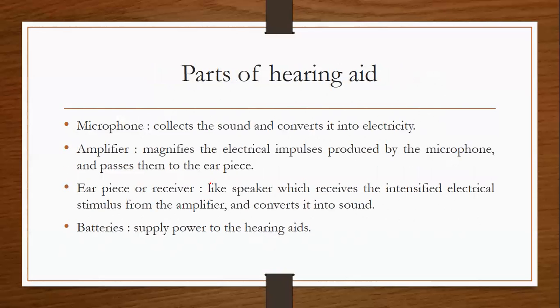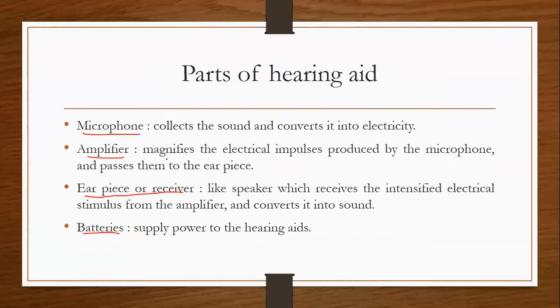Then parts of hearing aids. The main parts include microphone, amplifier, earpiece or receiver, and battery. These are the main parts of a hearing aid. One is the microphone. It collects the sound waves and converts them into electricity. In the previous slide we had discussed the function of hearing aids, because it can transmit the sound wave either electrically or mechanically, isn't it? So the microphone is mainly responsible for collecting the sound waves and converting them into electrical waves.